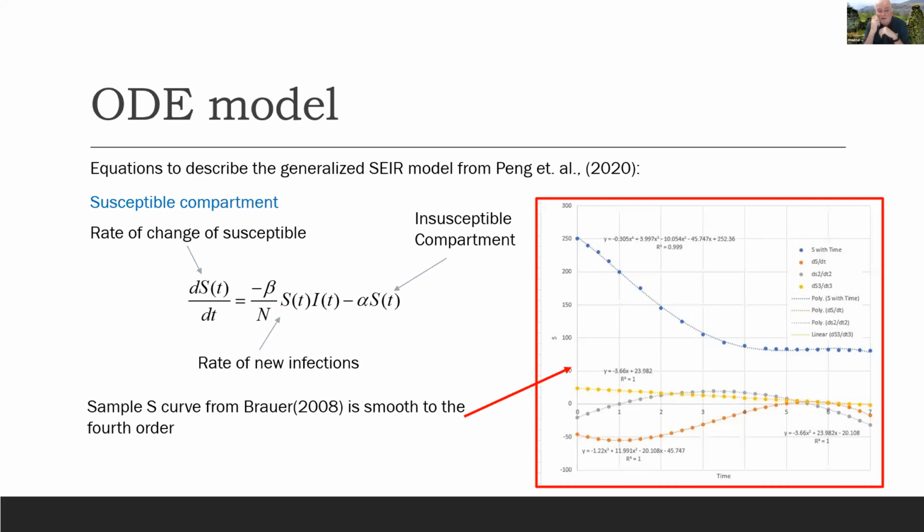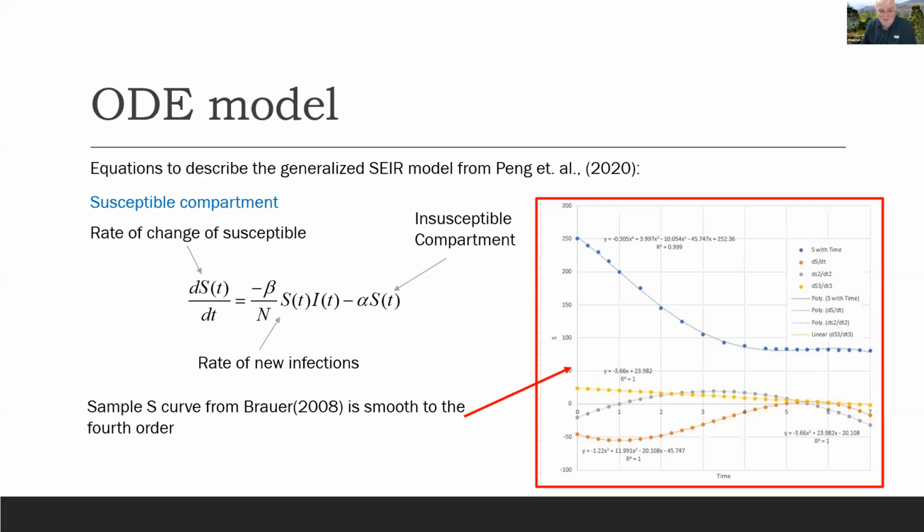So this is his first fairly standard equation. The only difference is they've added that alpha S T at the end for this insusceptible compartment, which I don't really think there is such a thing as an insusceptible person. I think it's just someone who's basically protected from the disease. So the smoothness was the thing of interest.